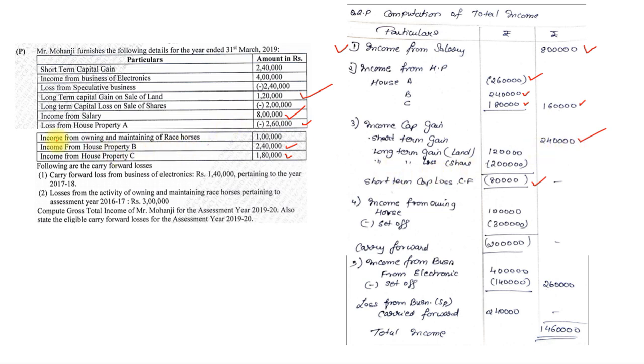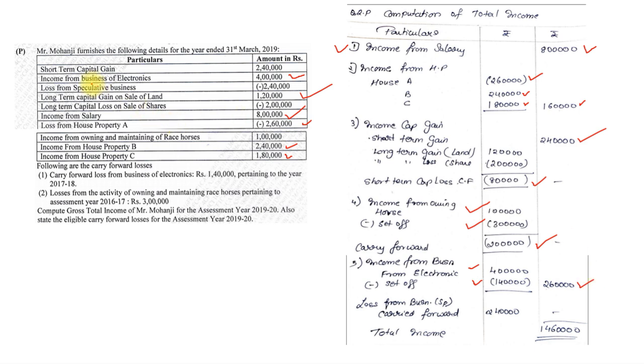Then comes income from owning and maintaining race horses, 1 lakh, and there was an adjustment to it. The loss from activities of owning and maintaining horses pertaining to the year 16-17 is 3 lakhs. So income was 1 lakh, set off was 3 lakhs, so the carry forward will become 2 lakhs because that's a loss. Next, we have income from business of electronics, 4 lakhs, and there is an adjustment, carry forward loss for business of 1 lakh 40,000. So 4 lakh minus 1 lakh 40,000 comes to 2 lakh 60,000.